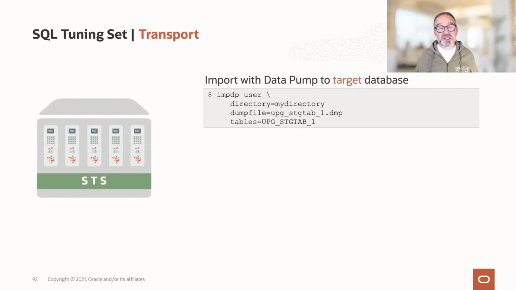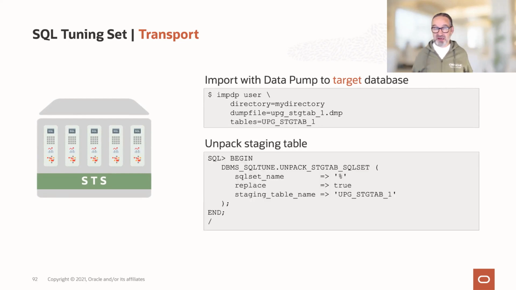So the staging table is there in our target database after the import, and now we need to unpack it. The best thing at Christmas is always unpacking the gifts, and we unpack our staging table with all SQL sets in there. So we use a wildcard, a placeholder, and you need replace true, and then staging table name, which is the known staging table name, and that's it.